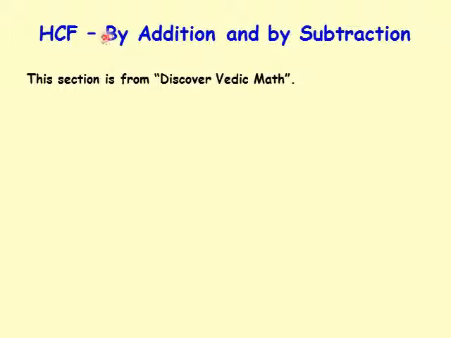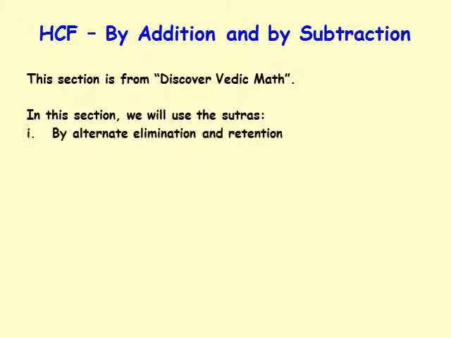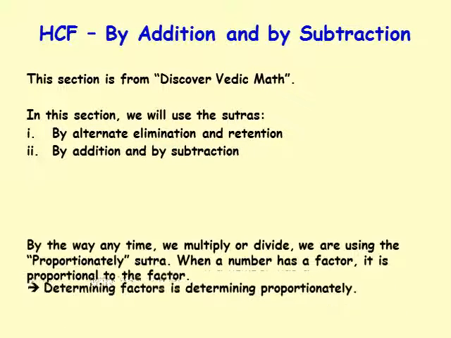So we'll do HCF by addition and by subtraction, and this section is from the book Discover Vedic Math by Ken Williams. In this section we will use sutras: by alternate elimination and retention, and also by addition and by subtraction and proportionality.